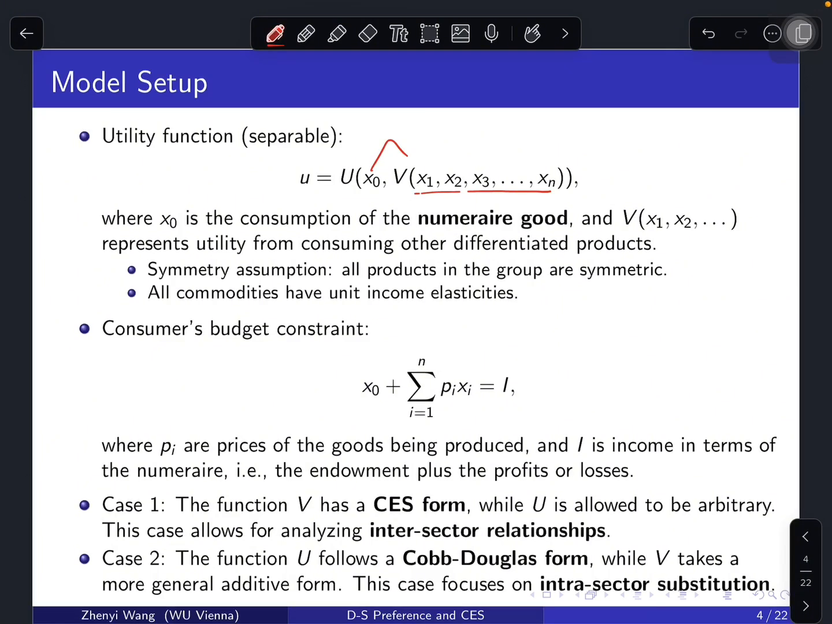Okay, so the first case is the CES case, when the function y has a CES form and u is allowed to be arbitrary. This case allows for analyzing intersector relationships, because the intersector relationship, that's the relationship between X0, the numeraire good, and the differentiated products, is more flexible. The second case is when function u follows a Cobb-Douglas form, so the intersector relationship is fixed, while y takes a more general additive form. This case focuses on the intrasector substitution.